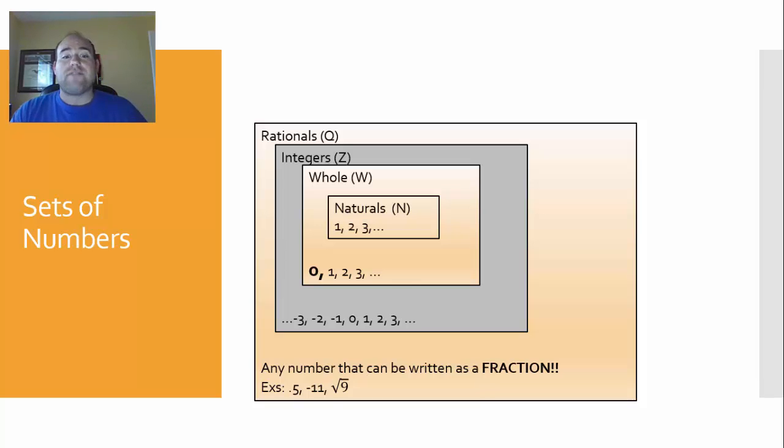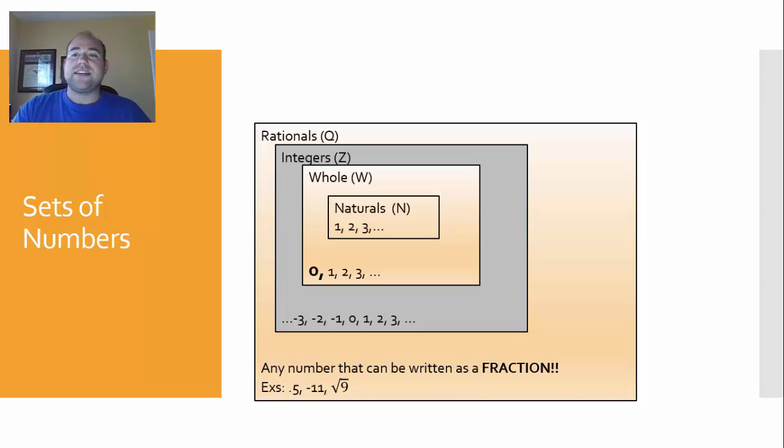So 0.5, that's a rational number because we can write it as 1/2, 1 over 2. Negative 11 is a rational number. That's negative 11 over 1. The square root of 9, well, that's just 3, or 3 over 1. So that's a rational number. Okay, now if you look at your box on your note sheet, you'll notice there's that box to the right.